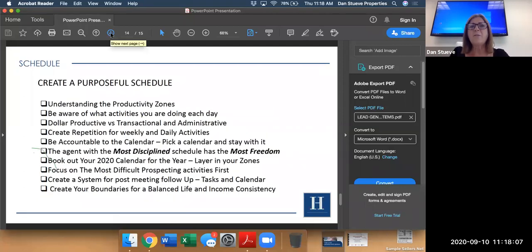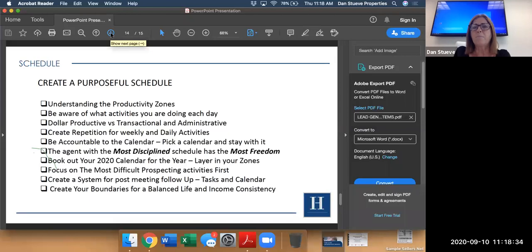Okay. The second thing we're going to do next week is to create a purposeful schedule. Now, many of you have seen my productivity zone chart. It's in one of the folders. If you forgot about it, make sure you know that you always want to stay in the green and blue zones, okay? Be aware of the activities you're doing every day, the dollar productive versus the transactional and administrative, right? Create repetition for your activities, be accountable to your calendar, and stick with it.